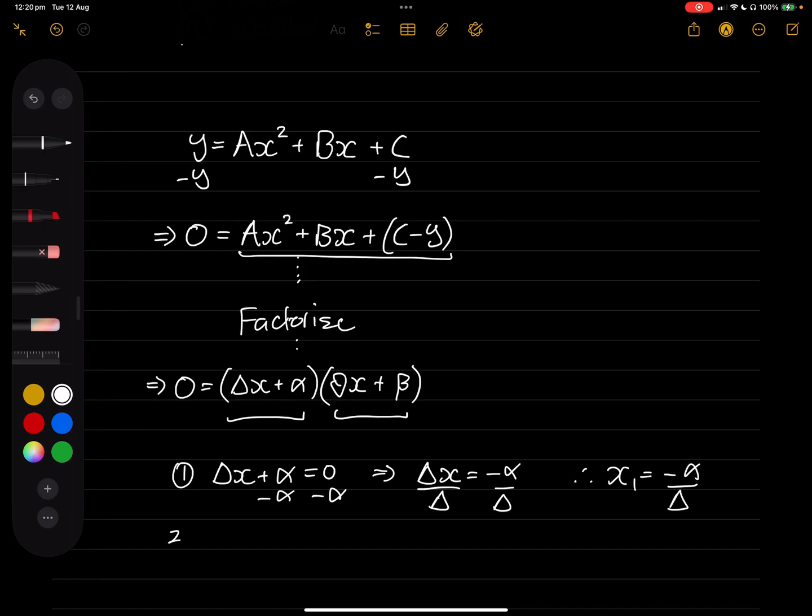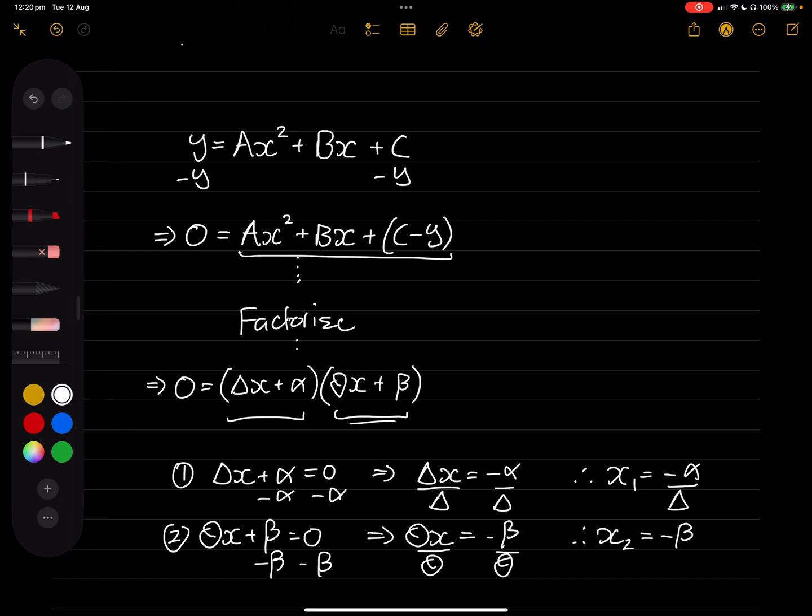For our second one, we set the second bracketed term equal to 0. So this is theta x plus beta equals 0. We minus beta from both sides. This gives us theta x is equal to minus beta. Divide both sides by theta. And we find that x2, solution 2, is minus beta on theta.